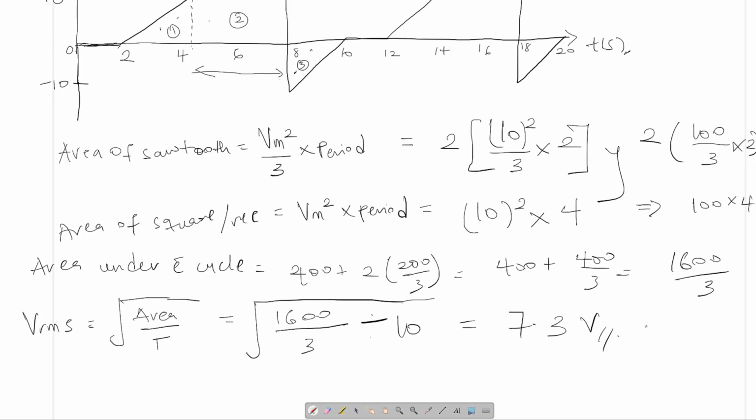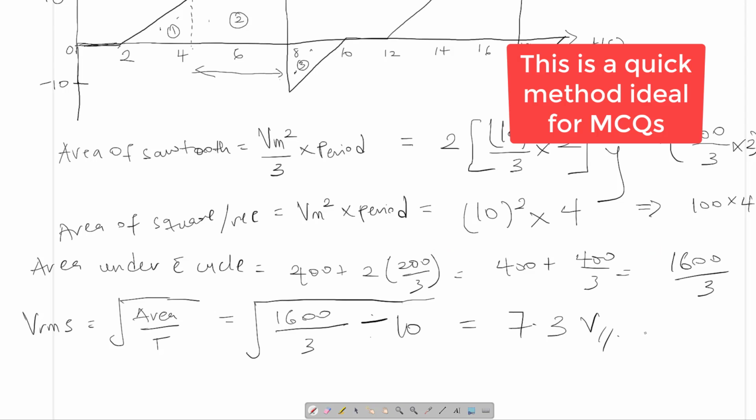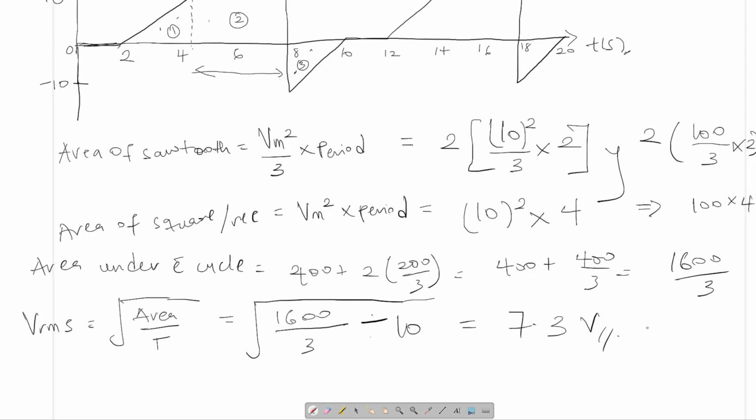You should only use this when maybe you have multiple choice questions. You don't have to waste time by doing integration and all that. You can just go straight to the point, and this should give you the same answer as using integration. Thank you.